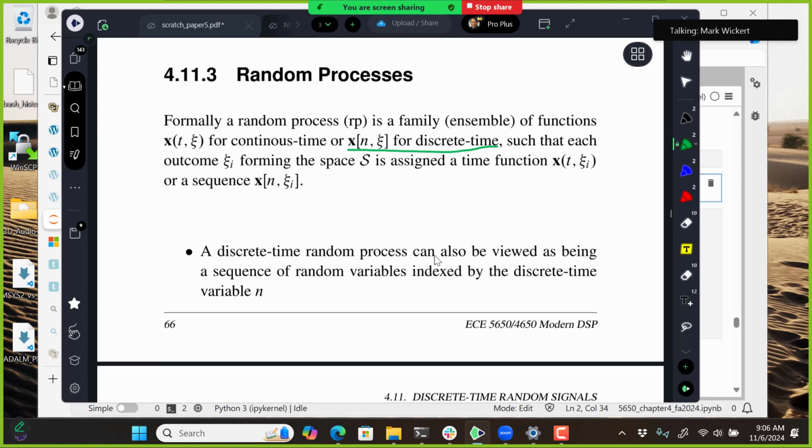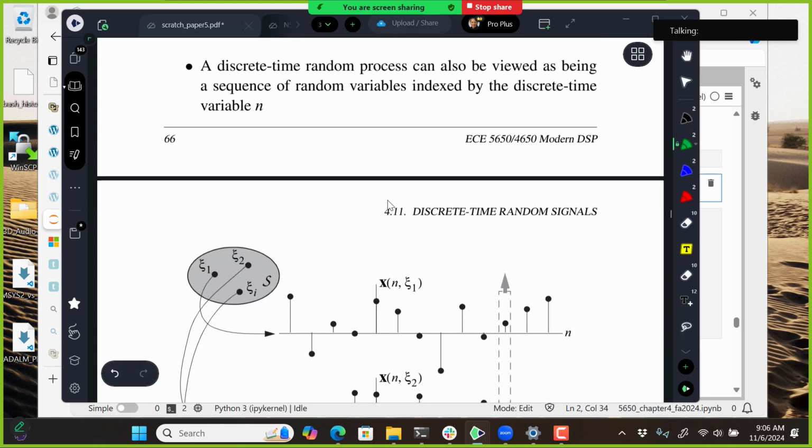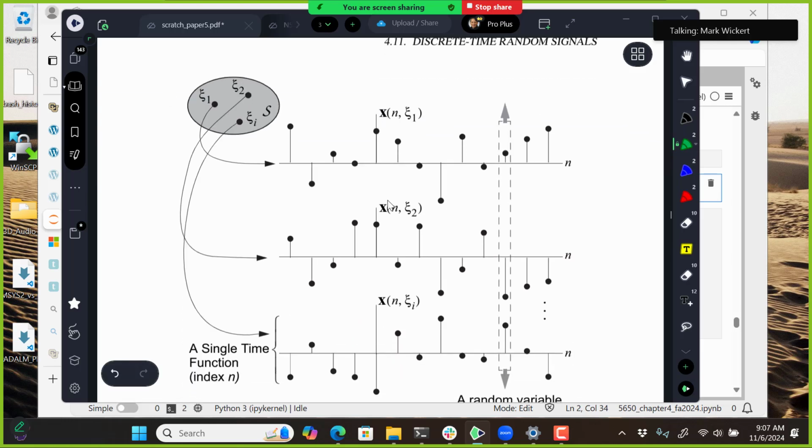So what happens with the random process is each elementary outcome that's inside the sample space is assigned to a time function rather than just a value on the x-axis, as in the random variable case. It's now an entire sequence. So it'll be x of n due to elementary outcome chi sub i. So it's a sequence of values. So if we're looking at the discrete time random process definition, it would be the idea of an ensemble of sequences. And here's the depiction that I like a lot.